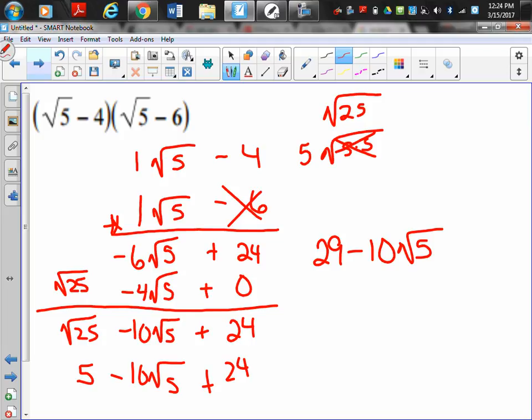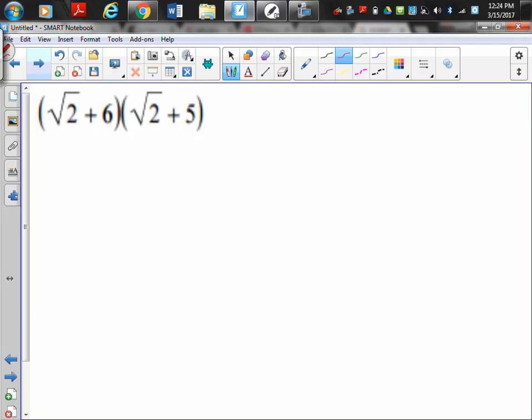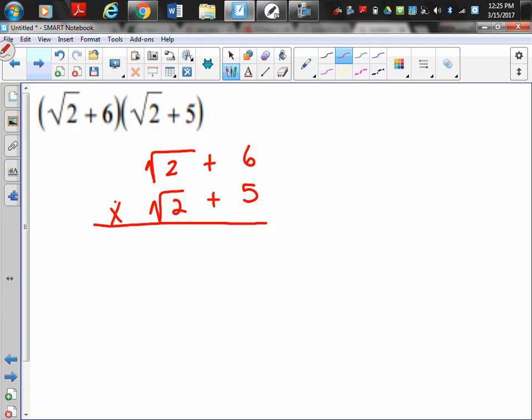Alright. So let's look at the next problem. Square root of 2 plus 6 times square root of 2 plus 5. I'm just writing the problem. We're multiplying.